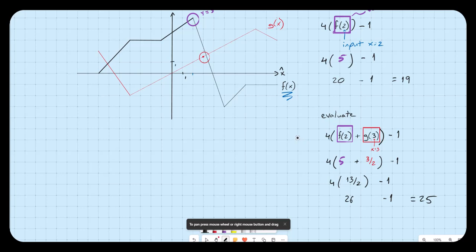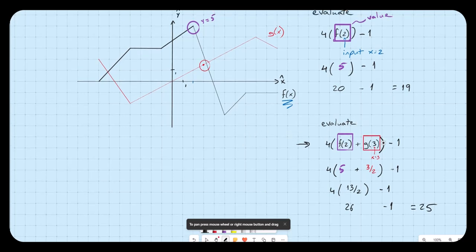I had this goofy looking function to start with. 4 times f of 2 plus g of 3 all minus 1, but it's not as bad as it looks, right? The f of 2 was a box, the g of 3 was a box, and I'm just grabbing the values out of that.